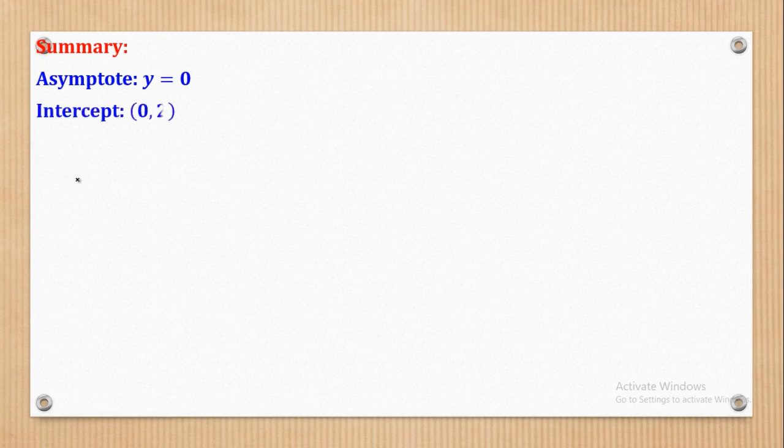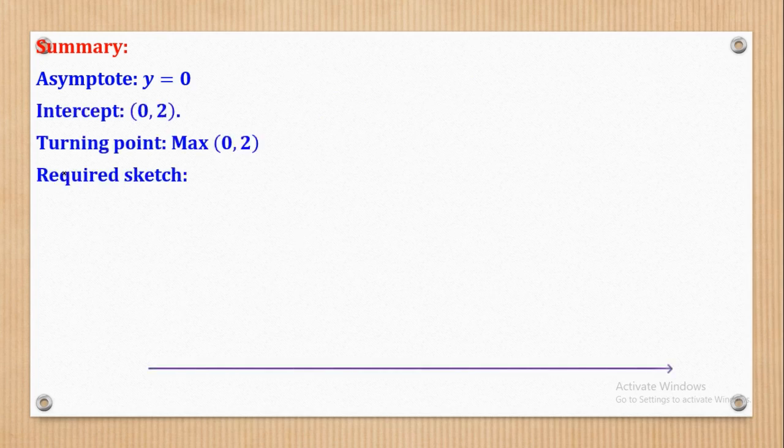So we shall go to the required sketch. Summary, we need that. So first we need to draw the axes, vertical axis and horizontal axis, and label them. Then we have this asymptote y equal to 0, which is the x-axis. Then the intercept is (0, 2), but it's also the turning point, therefore it will be here.